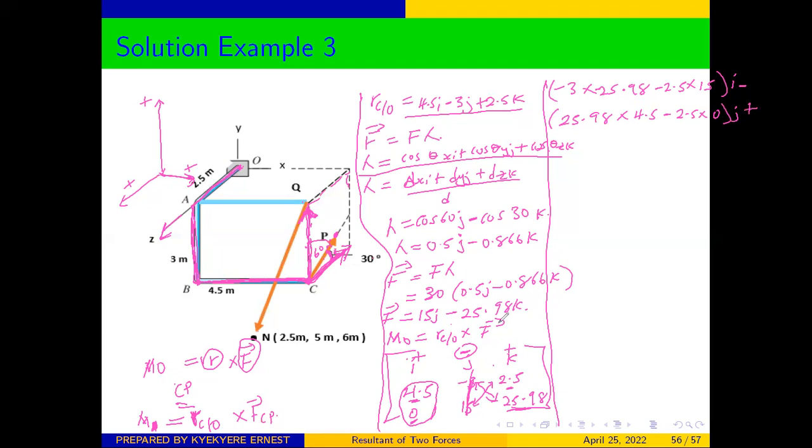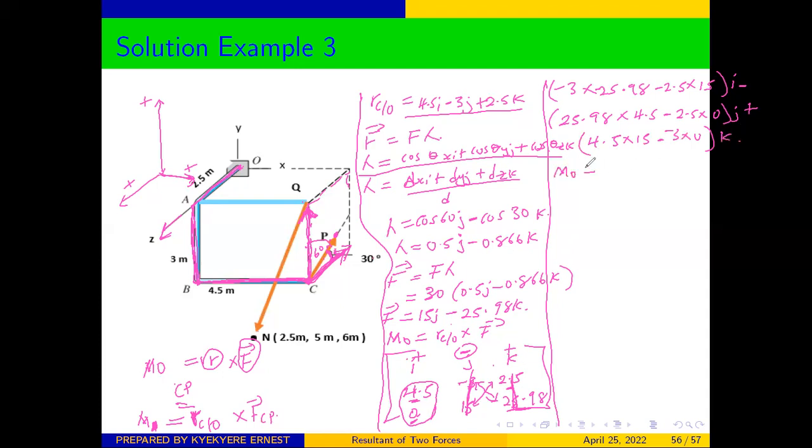Plus now our K. So for the K component, we take away everything which is in the K, and we'll be left with this times this and then this times that. So we are going to get 4.5 times 15 minus negative 3 times 0. And this will give us our K component of the force.